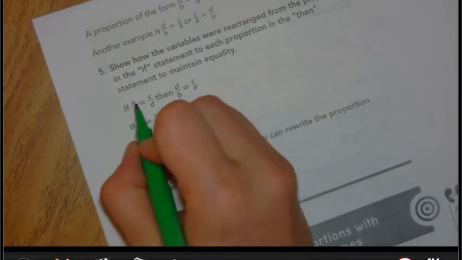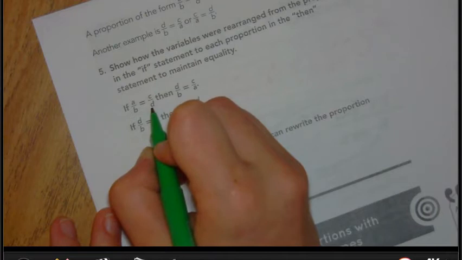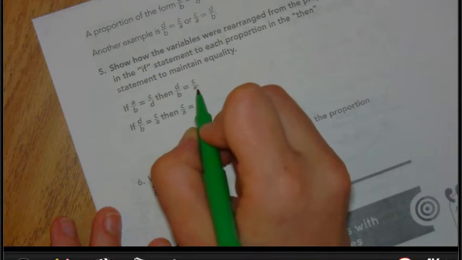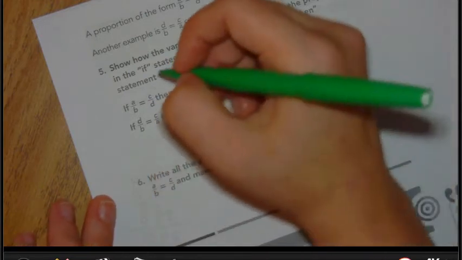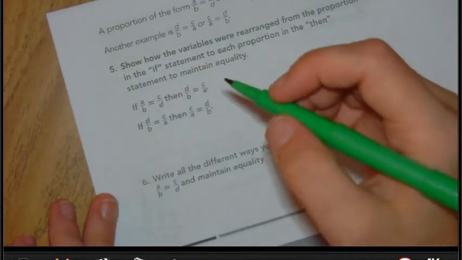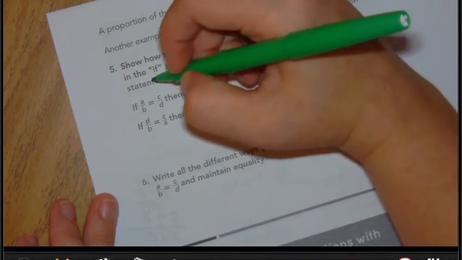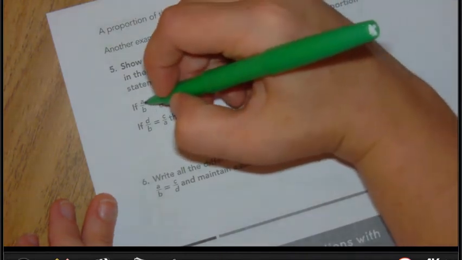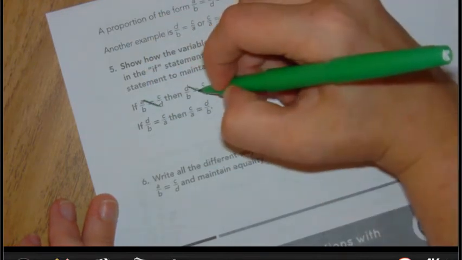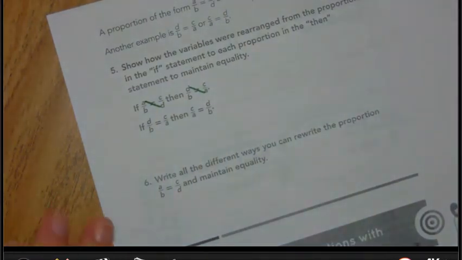So this first one, if A over B is equal to C over D, then D over B is equal to C over A. All right, so if I take a look at this, all I'm looking at, because it's wanting to show how the variables were rearranged to maintain equality, is to show that as long as A and D are in diagonal formation, then they will work.